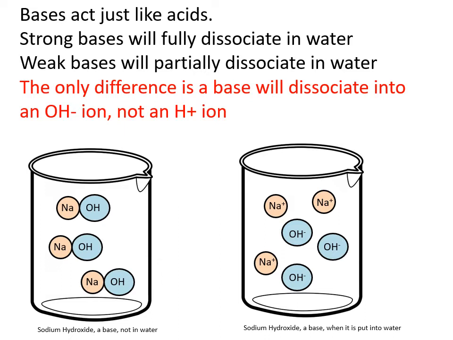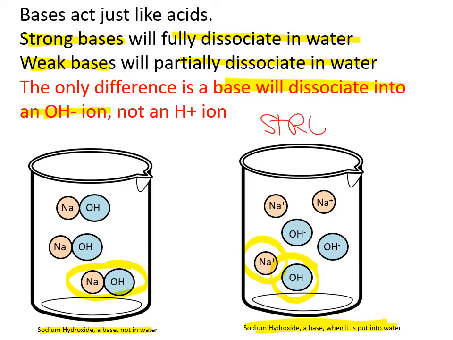Bases act just like acids. Strong bases fully dissociate. Weak bases only partially dissociate. The only difference is, and we're going off the Arrhenius definition, bases dissociate into a hydroxide ion, not an H+. So here we've got sodium hydroxide, a base. When it's not in water, they're together. When it is put in water, when it's aqueous, they dissociate, they separate. And all of them are dissociated, so this is a strong base.